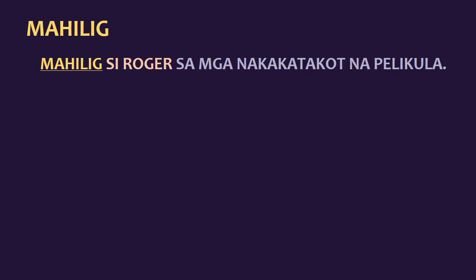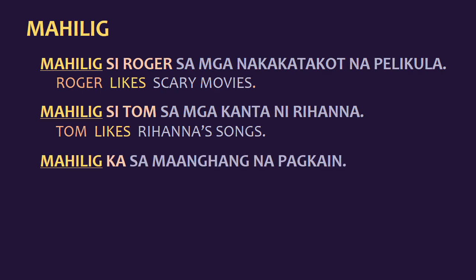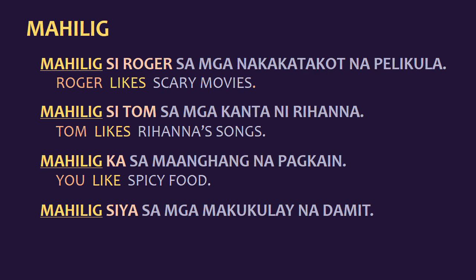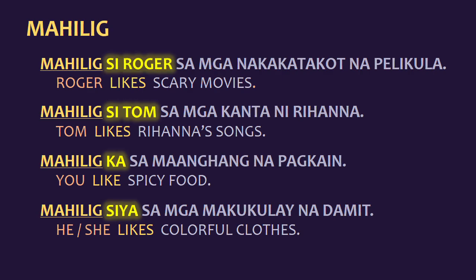Katulad nito. Mahilig si Roger sa mga nakakatakot na pelikula. Roger likes scary movies. So here, you are stating an interest or preference. What kind of movies Roger likes? Isa pa? Mahilig si Tom sa mga kanta ni Rihanna. Tom likes Rihanna's songs. Again, you're talking about someone's interest or likes. Another one. Mahilig ka sa maanghang na pagkain. You like spicy food. So again, you're stating someone's preference. And lastly, mahilig siya sa mga makukulay na damit. He or she likes colorful clothes. And in all of them, again, sa was added before stating what is being liked. And the subject in this sentence is the doer of the action.